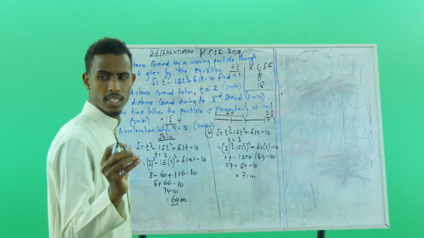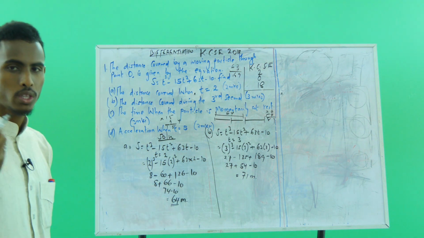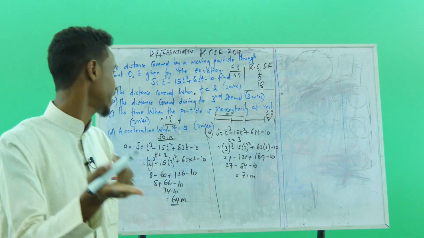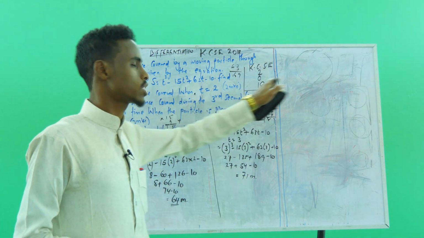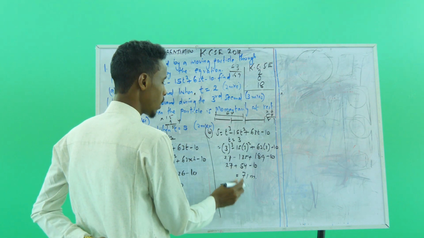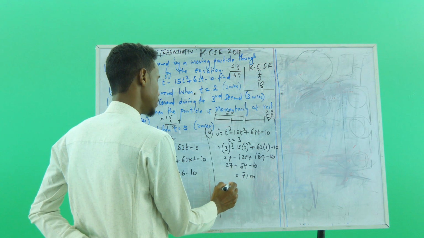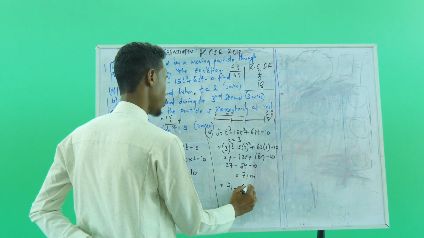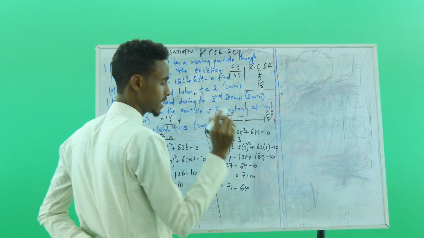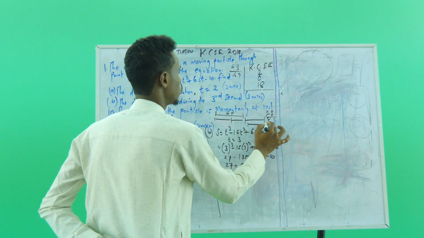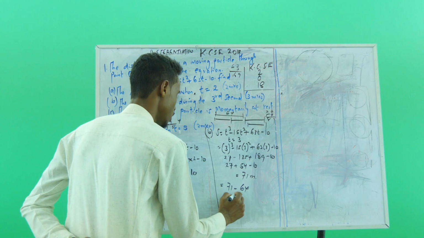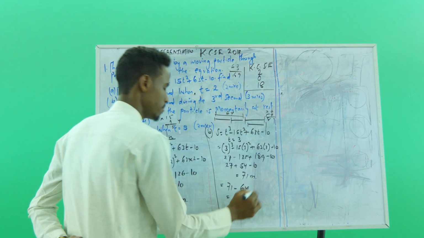Now class, be very careful of what the question was requiring. During the third second, it's not simply the value when t was 3. For you to get the distance during the third second, you subtract 71 minus 64. You subtract whatever was covered up to the second second, then you remain with whatever was covered during the third second, and that will give us 7 meters.